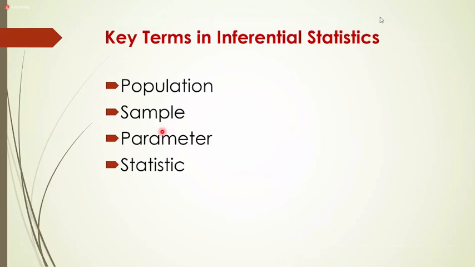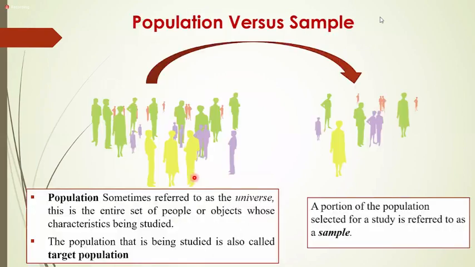Now we look at the 4 main terms used in inferential statistics: population, sample, parameter, and statistic. For whatever lesson we are learning, mainly in inferential statistics, often we will talk about these 4 key terms. These are the key concepts we are going to use. First, we will look at population and sample. Can you hear my voice clearly? Yes, ma'am.